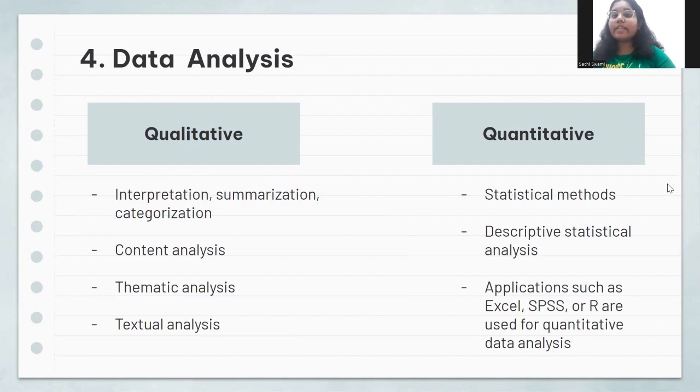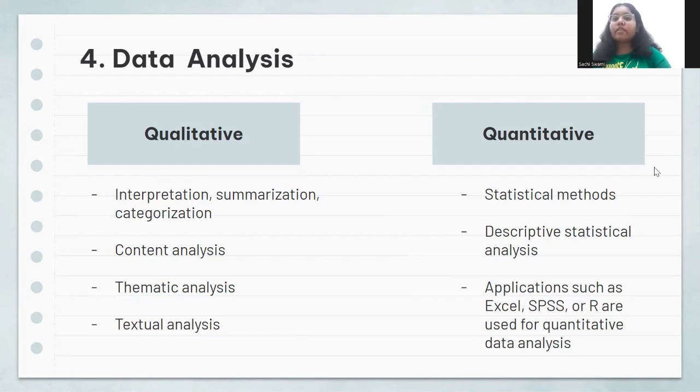Okay, so the next step is data analysis. Data analysis is basically where you examine the raw data that we've collected from the prior step, and we use this data to answer our research question, validate our hypothesis, and also draw conclusions. The data analysis can be either qualitative or quantitative.